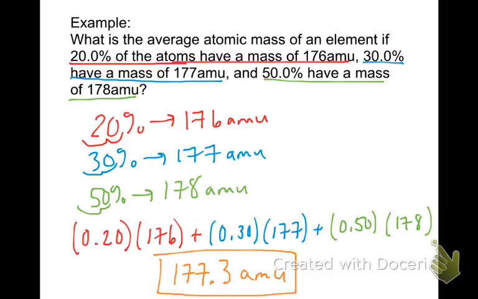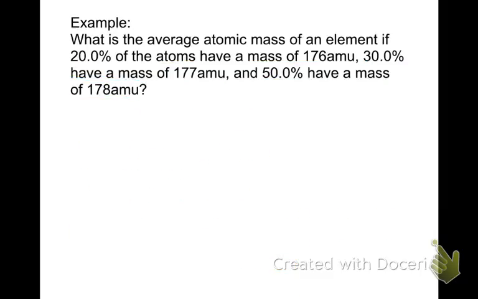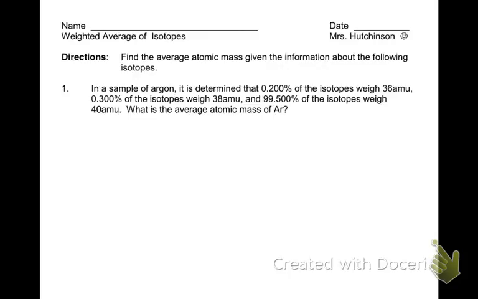Okay, so that would be how you will set up all of your calculations for calculating the weighted average of your isotopes. So now, you better believe, we do have a worksheet. It's called the weighted average of isotopes. So, taking a look here, you're going to use that example that we just went over and determine the average atomic mass of these particular isotopes.